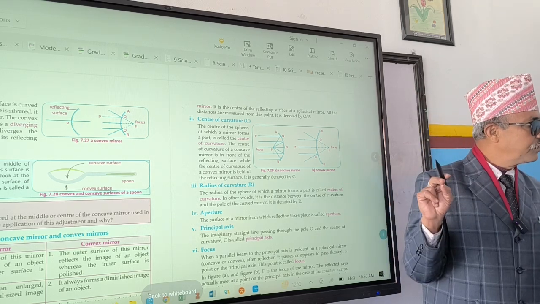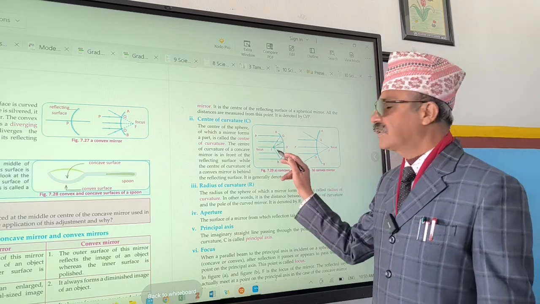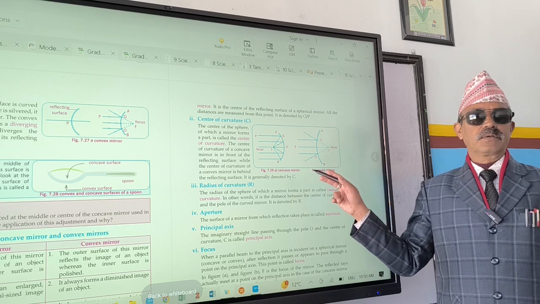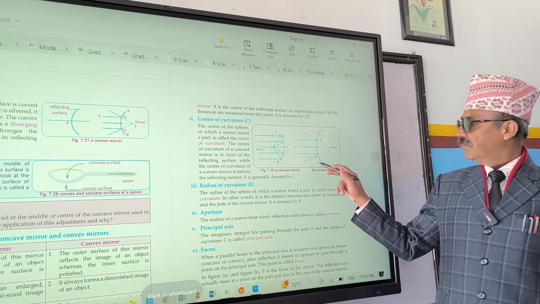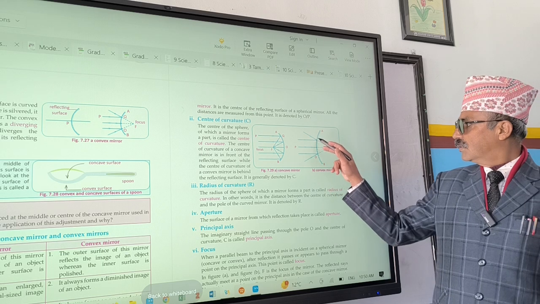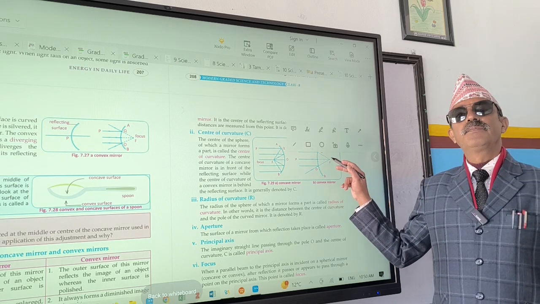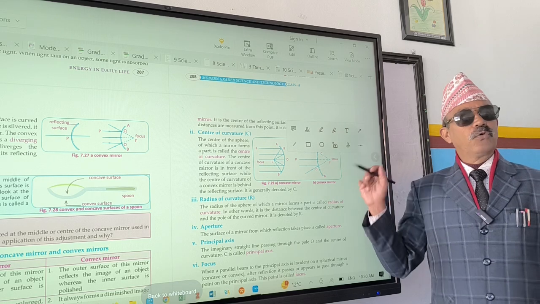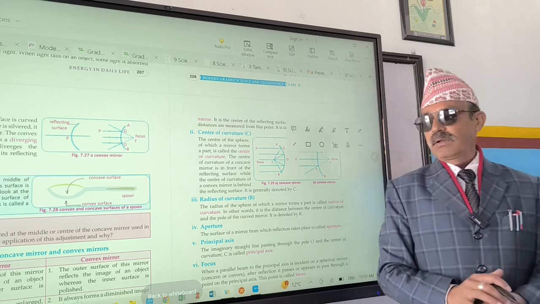How do you define? Focus is the point where reflected rays meet or appear to meet in a mirror. Here they are meeting exactly. But are they meeting here? But when we produce this, they meet at one point, and that point is called, what do you call it? Focus, or principal focus also. Okay? Focus or principal focus.